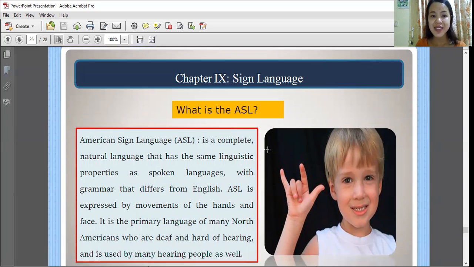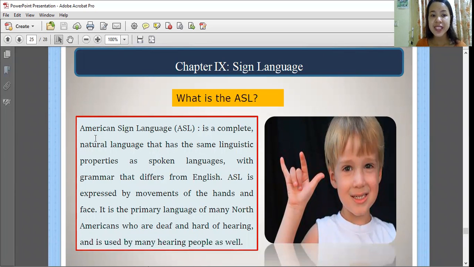What is ASL? ASL, the full name, is American Sign Language. It's a complete natural language that has the same linguistic properties as spoken language, with grammar that differs from English. ASL is expressed by movements of the hand and face. It is the primary language of many North Americans who are deaf or hard of hearing, and is used by many hearing people as well.